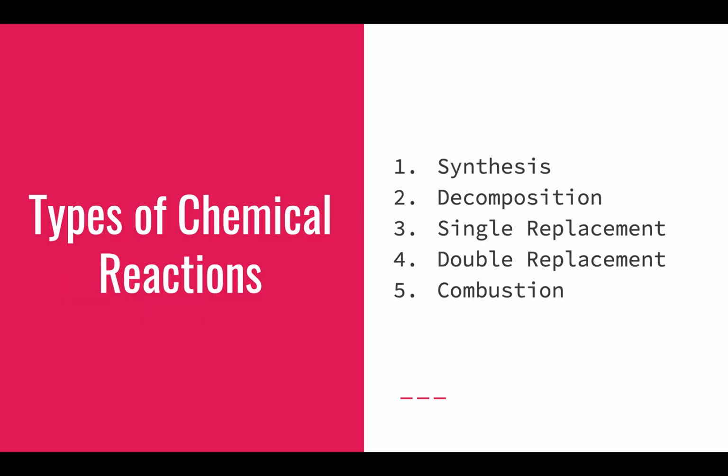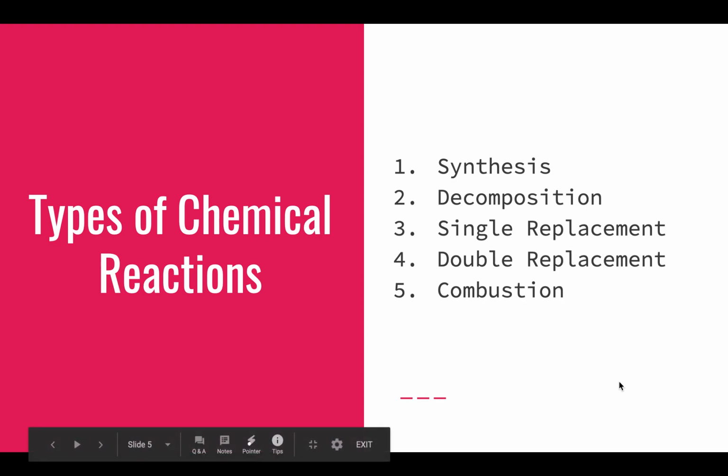All right, now this is going to be the more difficult part. I'm not going to lie to you, the types of chemical reactions. But if you can see them and take away all the numbers that kind of confuse you, it gets really easy. So we have 5 different types: synthesis, decomposition, single replacement, double replacement, and then combustion is our last one.